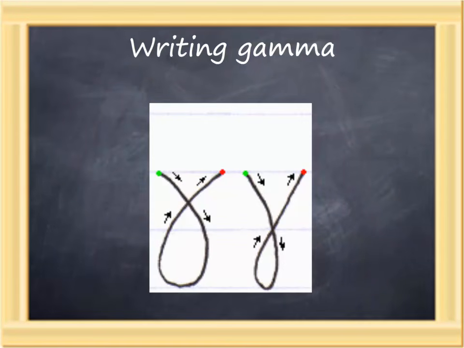To form the gamma, you start at the middle of the line, swoop down below the line forming a loop, and then back up to the middle of the line. It's typical to have a relatively small loop, although some people have larger loops. But that's the form of gamma. Practice writing it several times before you continue this presentation.